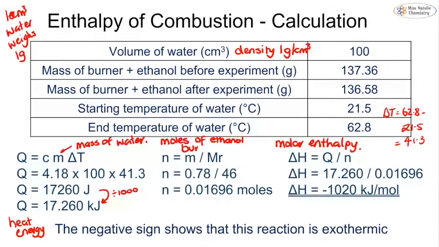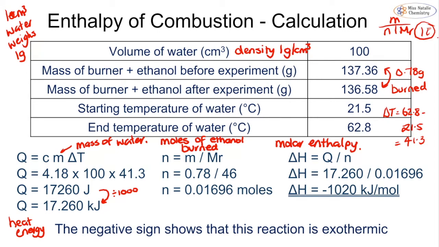that have been burned. So we figured out how much ethanol was burned, and we do that using these two values here. So if I subtract 136.58 from 137.36, I figure out that I have burned 0.78 grams of ethanol. I can then divide that by the molar mass, which is 46, and it gives me a value of 0.01696 moles. Okay, so remember you learned this back in Unit 1E, where we have our moles, mass, and Mr triangle. So you learned that back in topic 1E.